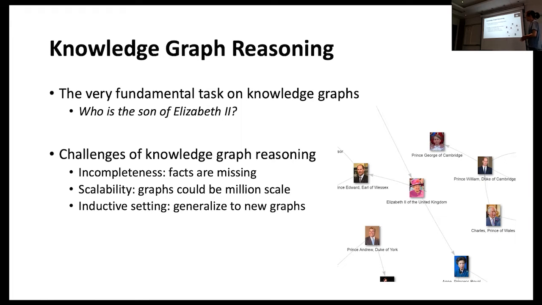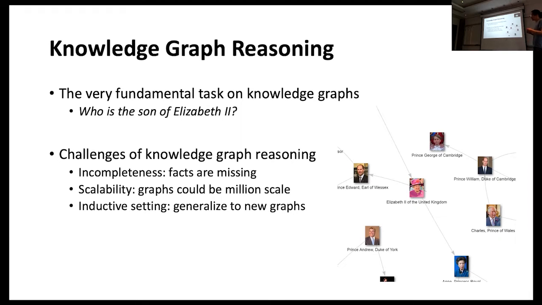The first thing is that the knowledge graph is typically incomplete. Here in this case, we miss the edge between the Queen and Prince Andrew. Although we know that in the real world Prince Andrew is her son, in some knowledge graphs this kind of information could be missing. So you cannot simply retrieve the answer from the knowledge graph.